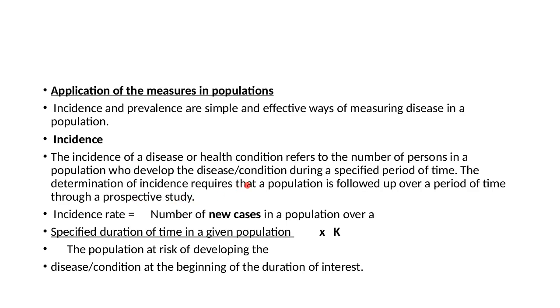The determination of incidence requires that a population is followed up over a period of time through a prospective study. Prospective studies normally study the development of diseases in a population, so the diseases that will develop in future. That's what a prospective study looks at. So incidence of diseases, as I've already said, measures the development of new cases of a disease. So incidence rate is the number of new cases in a population.